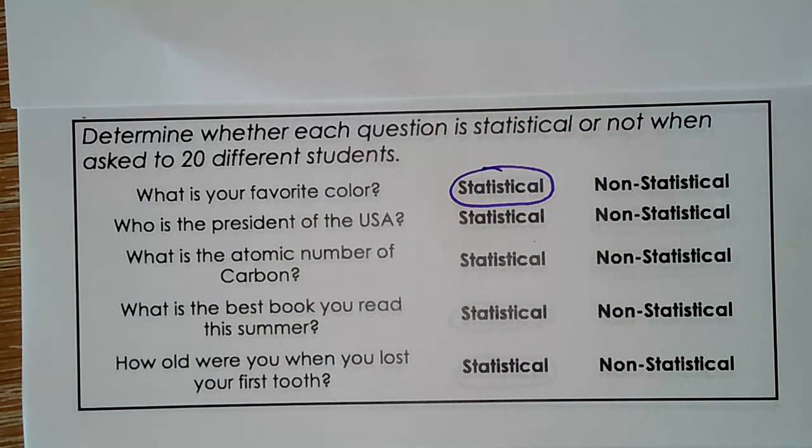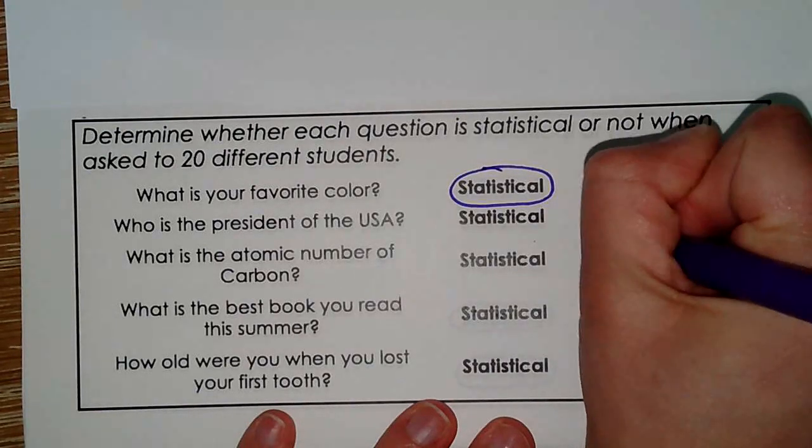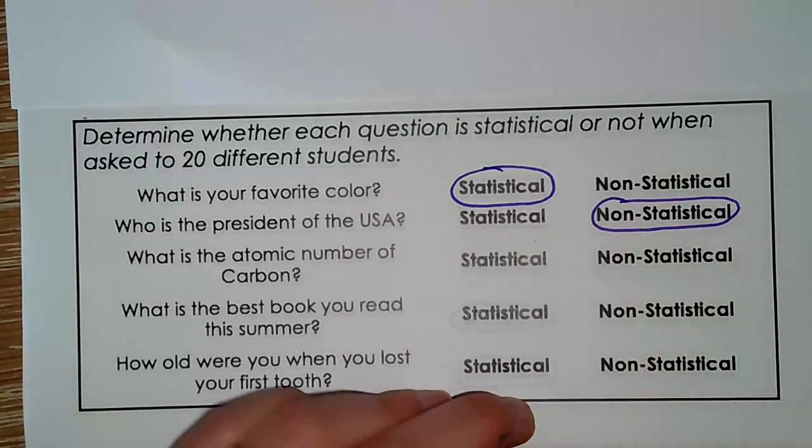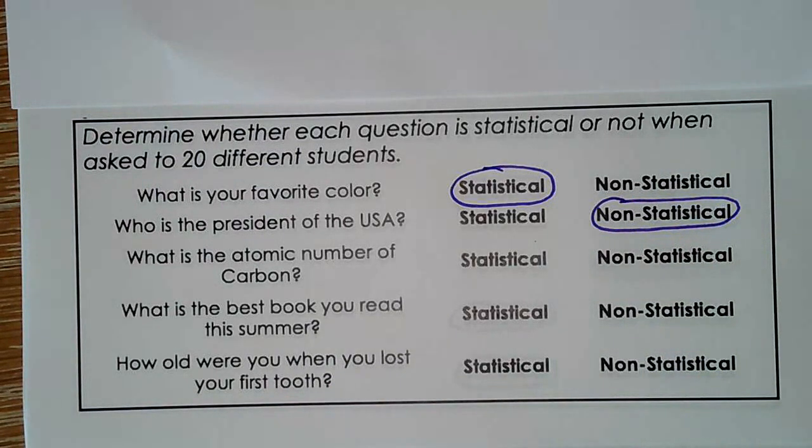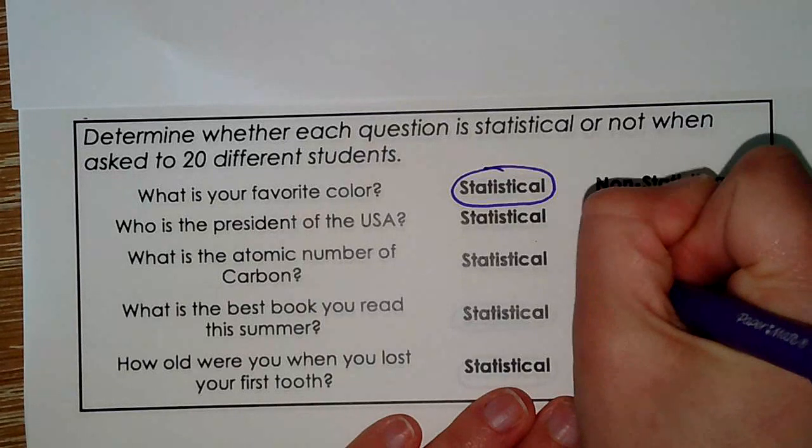If I asked 20 students who the President of the United States is, there's only one President of the United States, so every student should have the same answer. There is no analysis there. The President is who the President is, therefore that is non-statistical. When you ask 20 students what the atomic number of carbon is, that also only has one answer. We can't all have a different response to what the atomic number of carbon is. So that too is non-statistical.